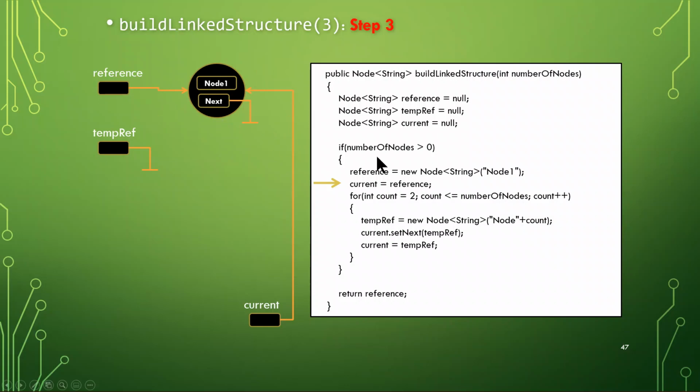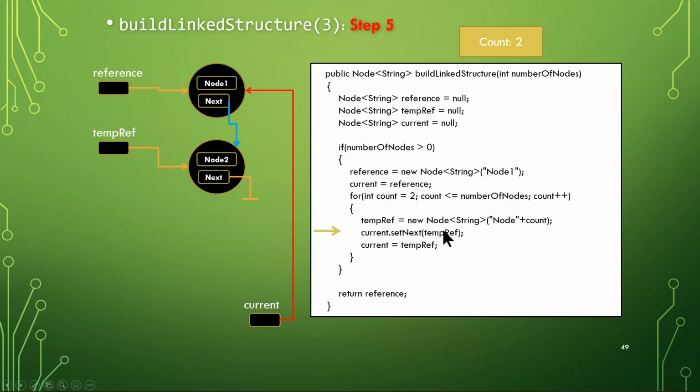We go in and we've got count equals 2 to start with. We make a new node and we use temp_ref to hold on to it, because we want to keep reference here, we want current here, so we need a third one to temporarily hold this node so that we can do work with it to link it properly into the structure. Current.setNext is going to take from current, so whatever is the current end of the actual list, access its next reference, and then make it equal to the new node that we've actually created.